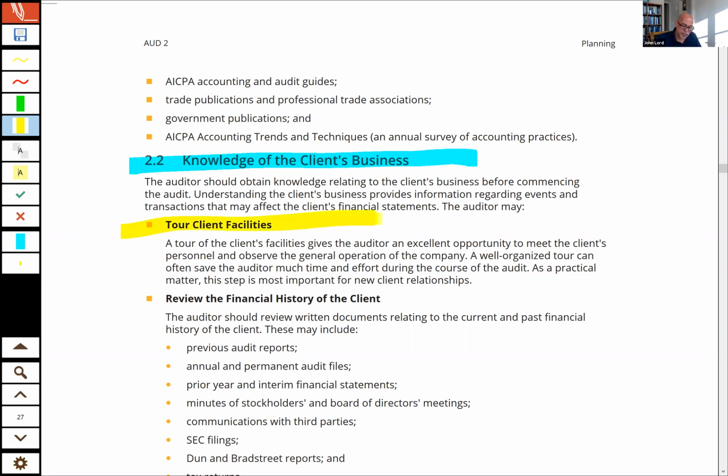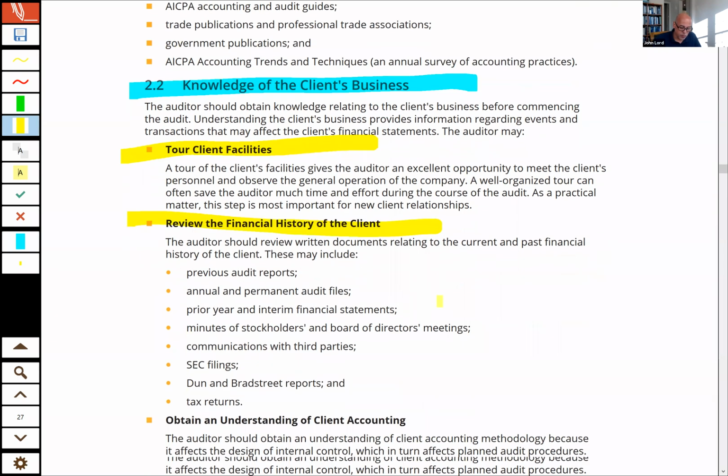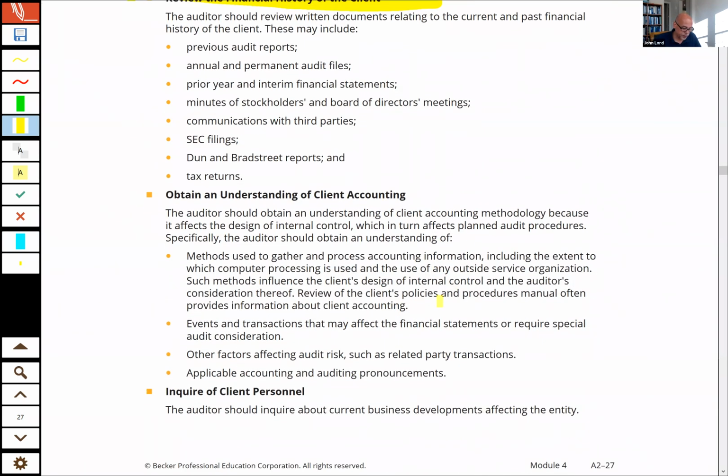Okay. Good ways to get knowledge of the business is to tour the facility, review the financial history.